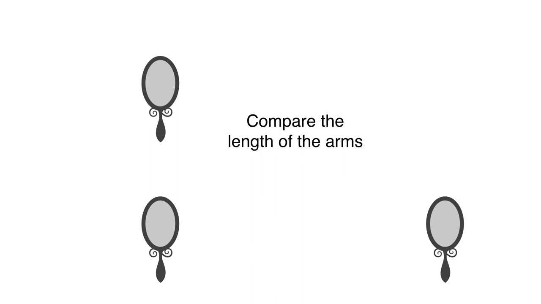We then compare the lengths of the two arms. More precisely, we send a signal towards the end of the two arms and we compare the time it takes for it to travel back and forth.